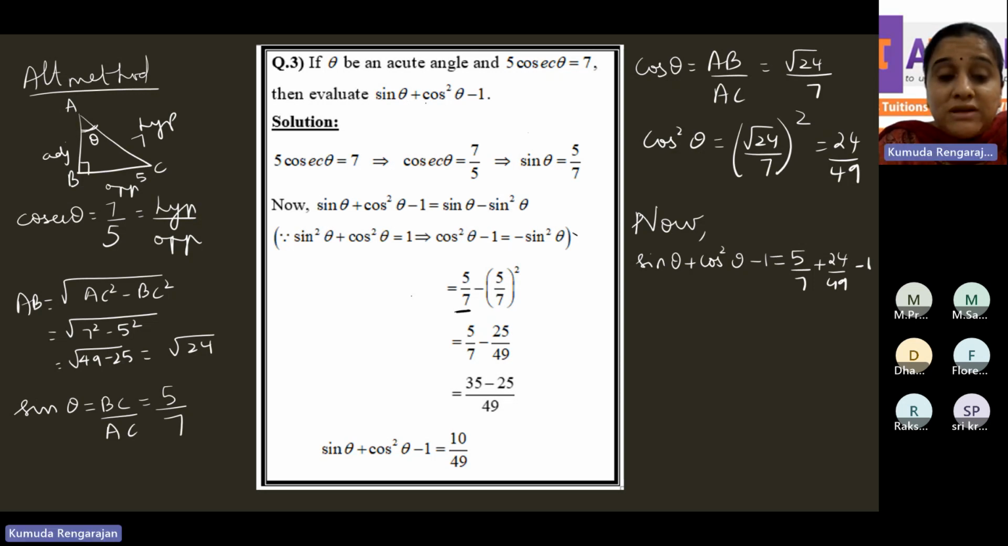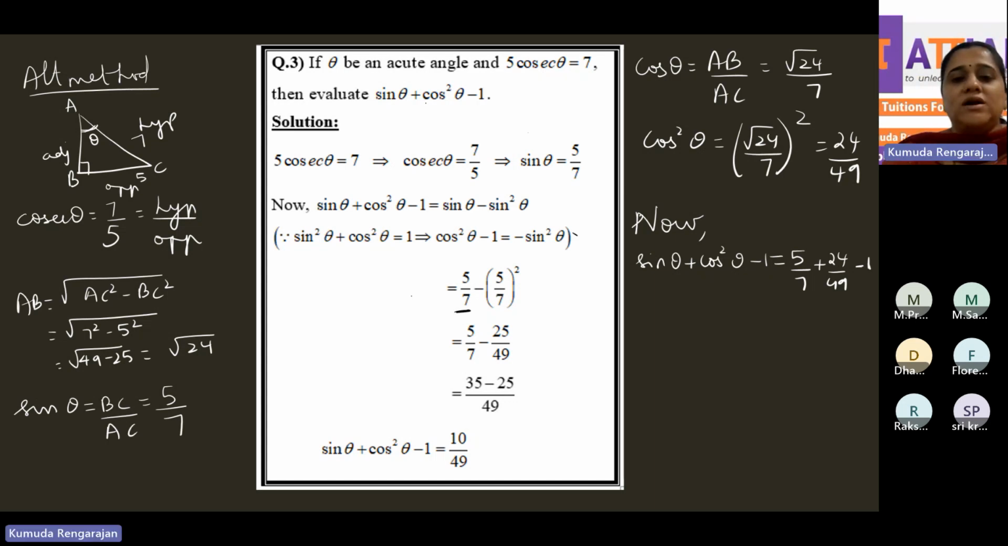The second method. Here what you see is I have replaced cos square theta minus 1 with what? Minus sine square theta. Why? Because we know cosecant theta. Using cosecant theta, we know sine theta. So I'm replacing cos square theta minus 1 with minus sin square theta. So we can use the value of sin theta and sin square theta.